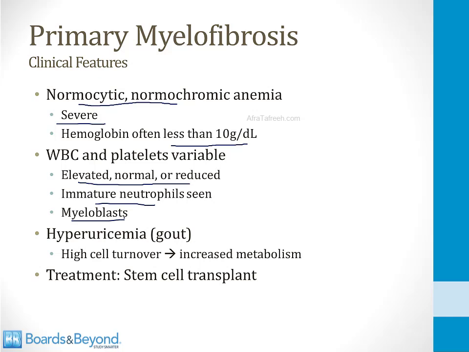Gout can occur in primary myelofibrosis. There's high cell turnover due to extramedullary hematopoiesis. This leads to excess purines, and purine breakdown leads to gout, just like we talked about previously. And the treatment for primary myelofibrosis is a stem cell transplant.